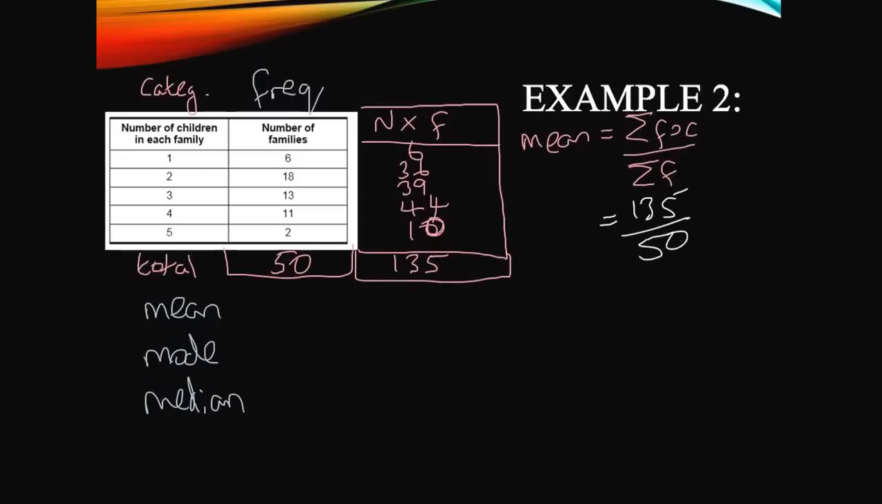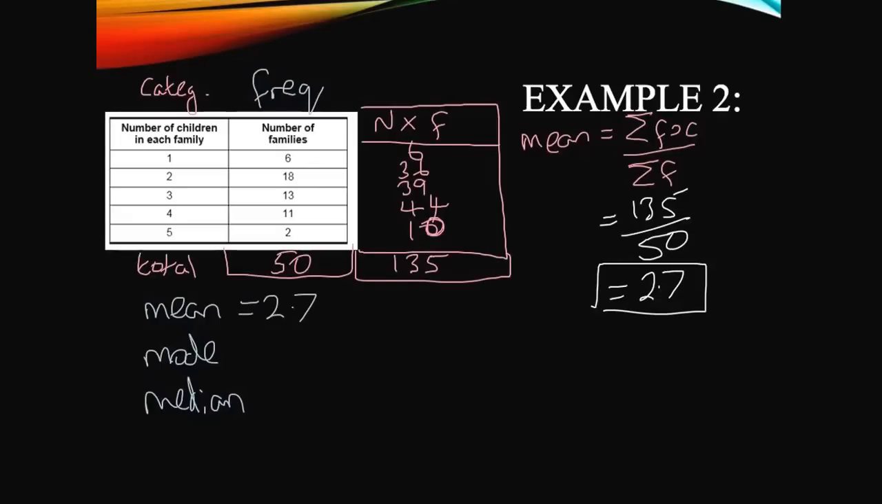It is in fact what we're doing here. 135 divided by 50, which gives us 2.7. So what this tells us is that the average number of children in a family is 2.7. What I would do at this point always is check that that value is somewhere in between the category values here. So if I got a weird answer here of like 18.2, that obviously can't make sense because the smallest number of children in a family was 1 and the greatest was 5. So 2.7 makes perfect sense. So my mean is 2.7. Mode, that's the modal class.